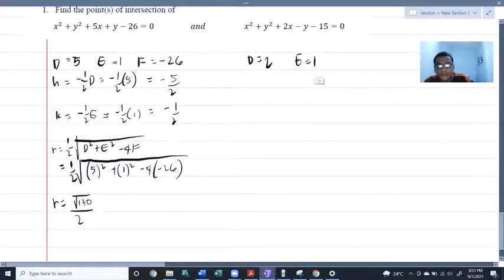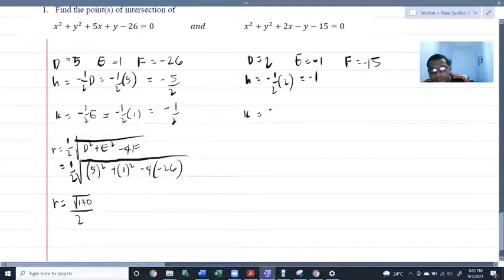And negative 1. And our f is negative 15. Okay. Now, our h here is negative 1/2 times 2. We have negative 1. Our k is negative 1/2 times negative 1, which is 1/2.